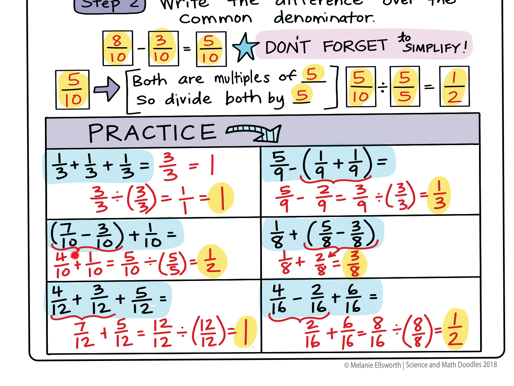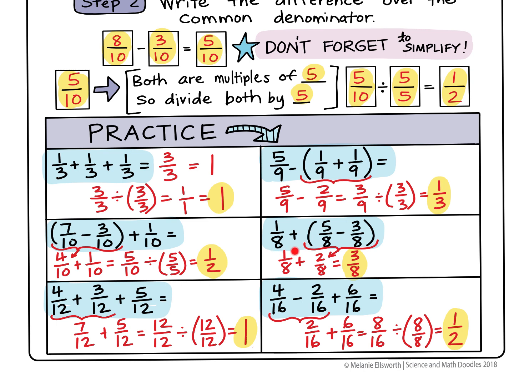Down here I have 7/10 minus 3/10 plus 1/10. Again, because this is in parentheses, I want to solve this part first, and it's showing me that 4/10 is the solution to the parentheses here. I will then add that to the 1/10, and I end up with 4 plus 1 is 5. 10 will stay the same. Now I simplify it, and I'm left with 1/2.